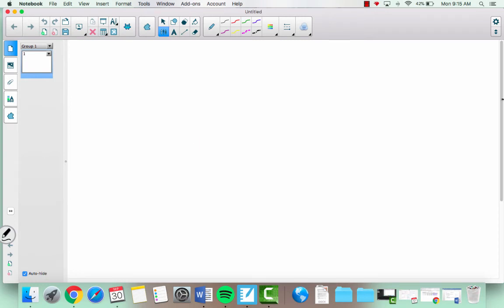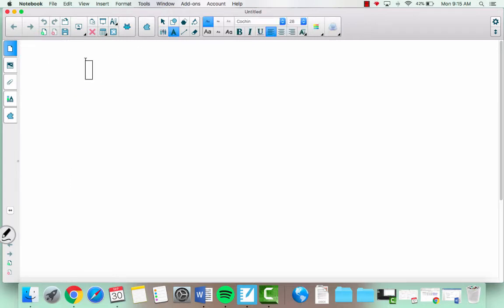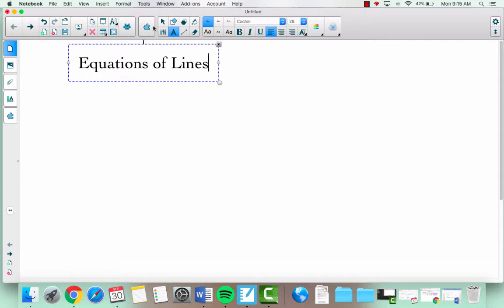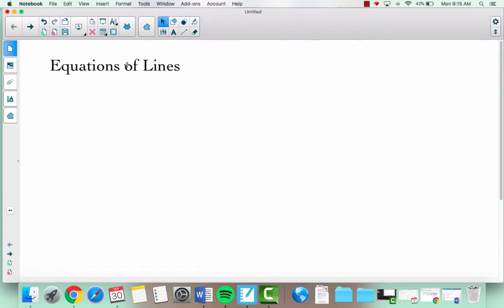This video is going to be focused more on the equations of lines versus the slope that was in the first video. So we'll go ahead and write that down. There's going to be mainly two equations that we're going to be focused on here. The first one is going to be the point-slope form. And then the second one will be the slope-intercept, which is more common for you guys.